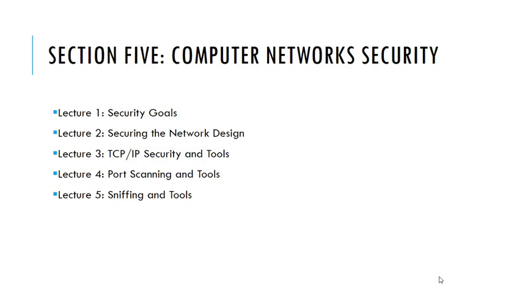Section 5 is the introduction of computer network security and the rest of the sections are all about security. Lecture 1 in this section introduces the security goals. Lecture 2 shows how securing the network starts from the point of designing the network. Lecture 3 shows the security issues that can be found in the TCP/IP protocol suite and the tools that can craft some packets.